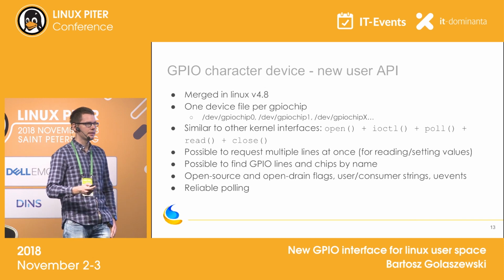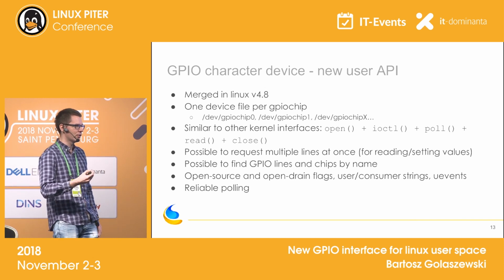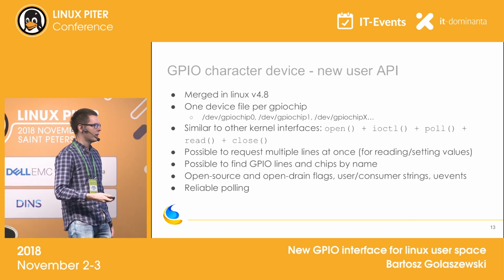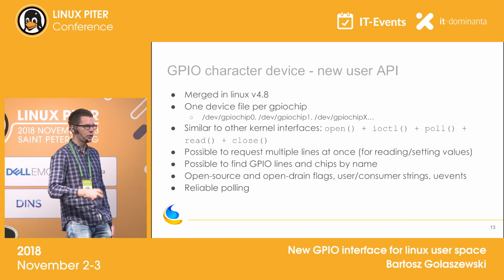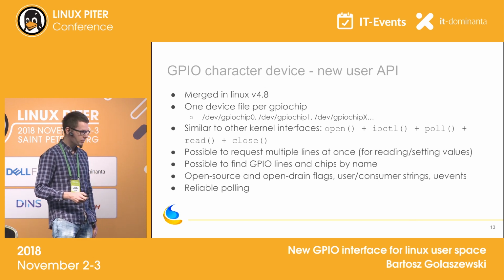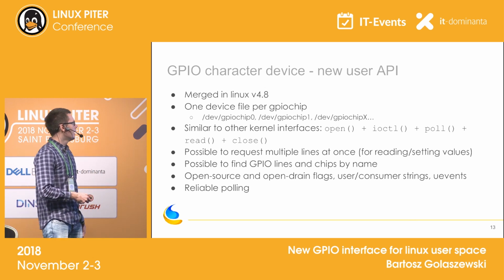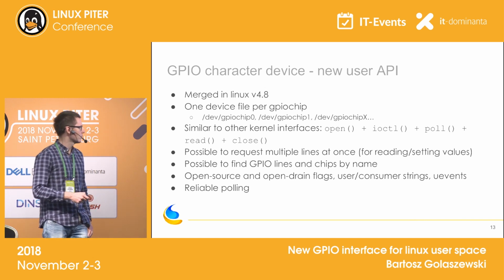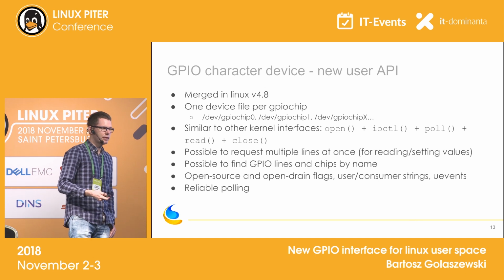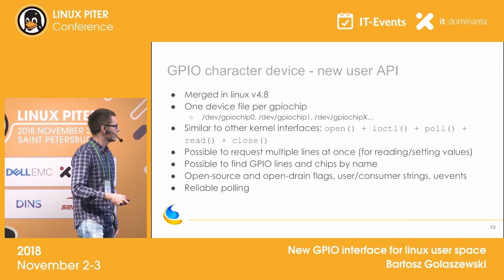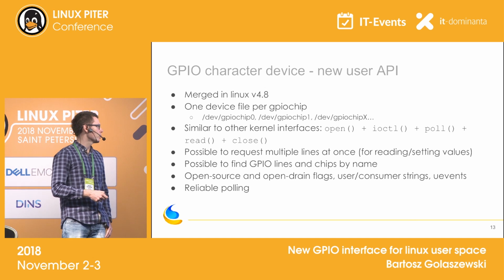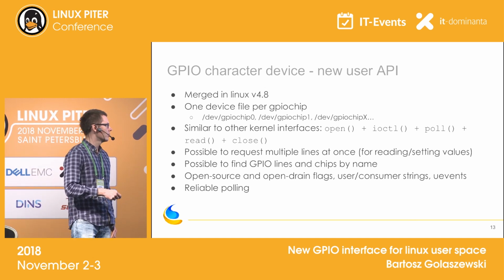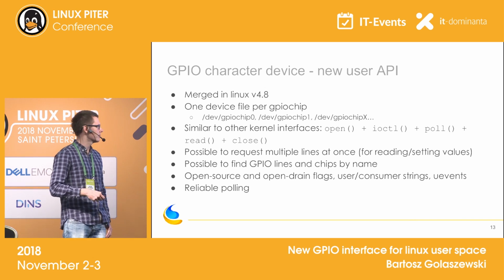And since this is a character device, and it's associated with a process, from a process's point of view, this is associated with a file descriptor. Once the process dies, the device is closed, and everything returns back to default if you have changed something. Also, we can now request multiple lines at once with a single ioctl. We can set values and read values of multiple lines at once with a single context switch. We can easily look up GPIO lines by names, or chips by their names and labels.